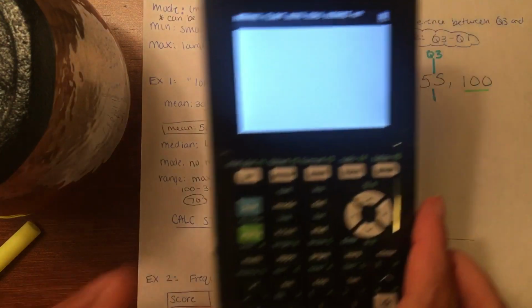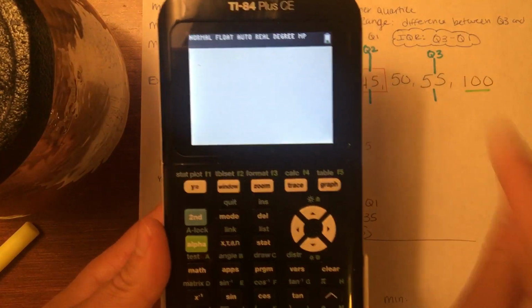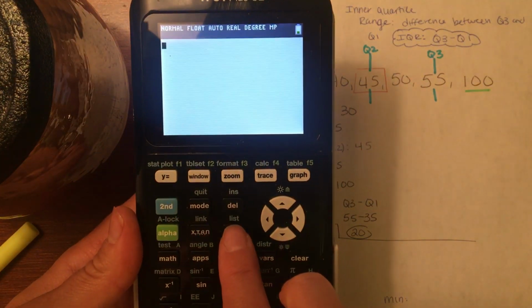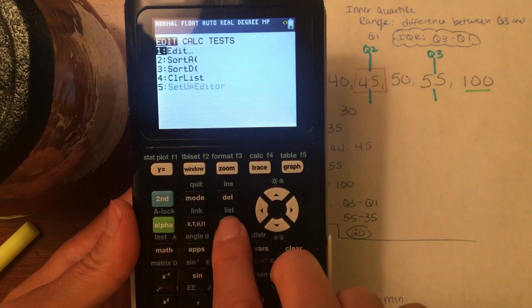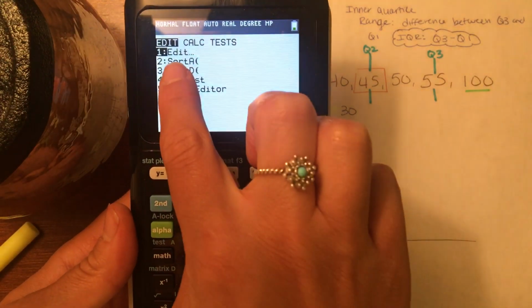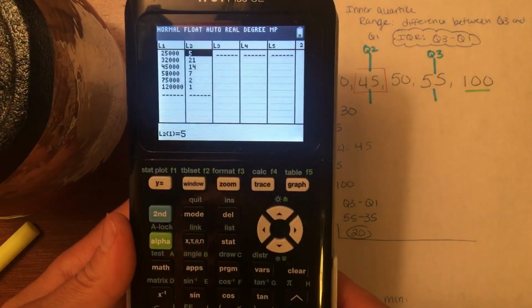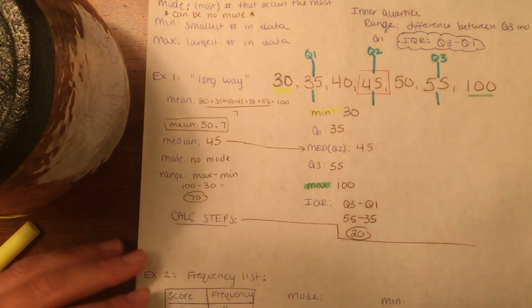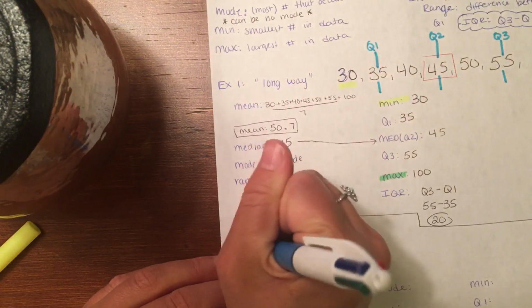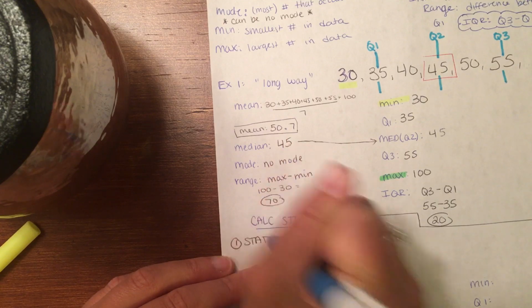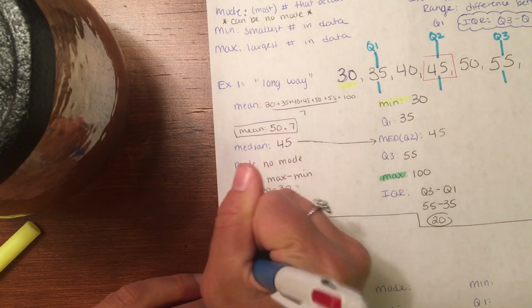Okay, the button that we haven't used yet that you want to go into to calculate this data is the stat button. So you first hit stat, and then you hit enter because you want to go into edit. So I'm going to go ahead and write those steps down. Step 1, stat. Step 2, edit.